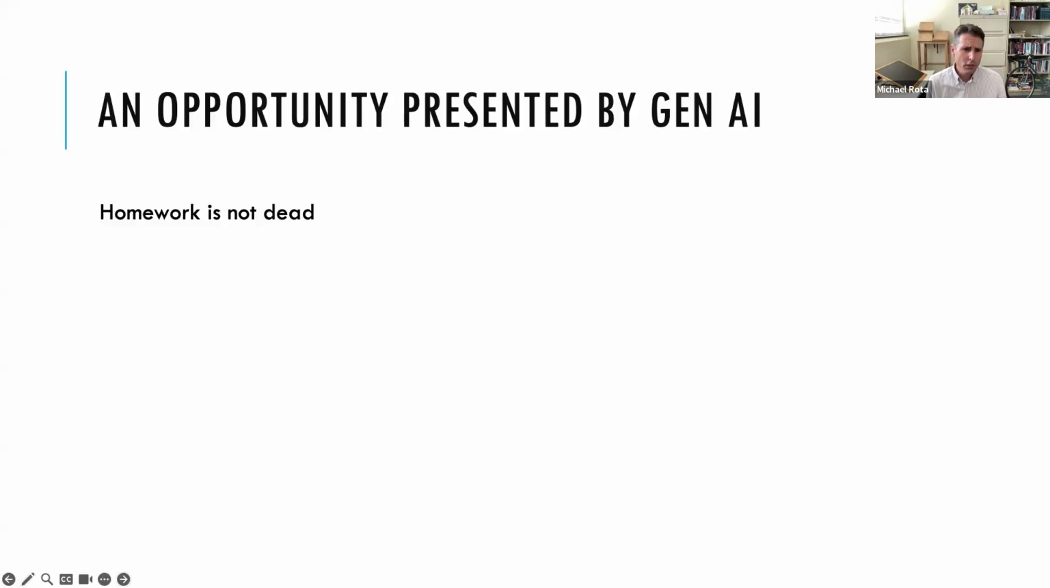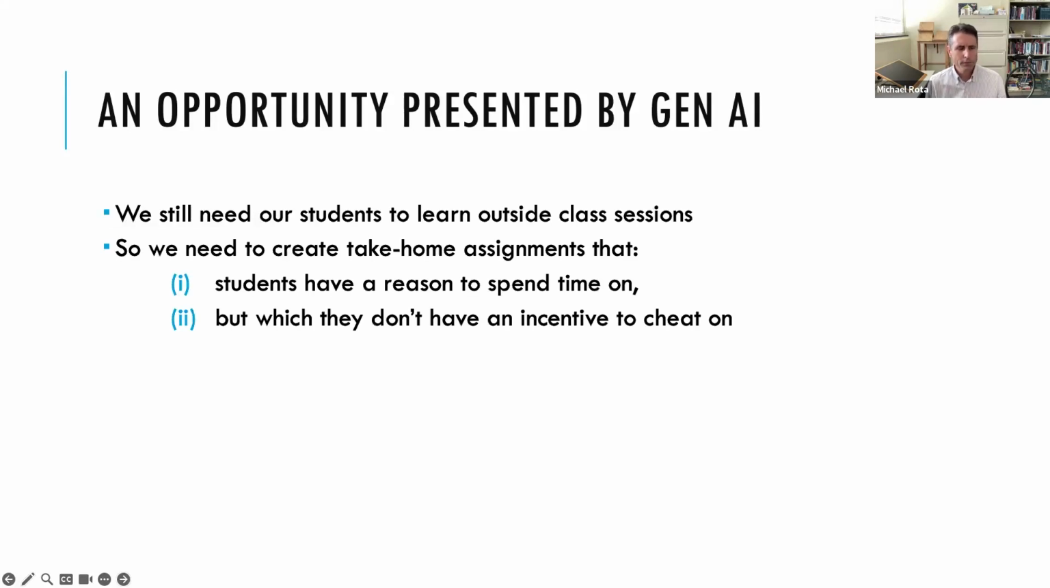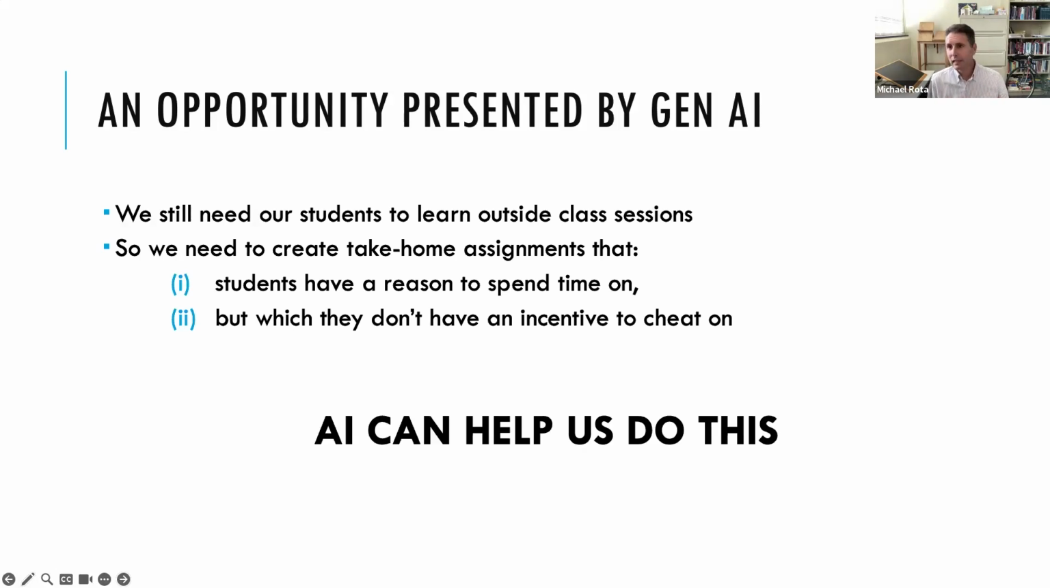We still need our students to learn outside of class. So how do we promote that? Well, the problem is this. We want to give our students take-home assignments that they have a reason to spend time on, which means we probably have to attach some grade to it often. But we don't want them to have an incentive to cheat on it. We want them to learn, right? So what to do? Turns out AI can help bring those two goals together. So in this presentation, I'll talk about how.